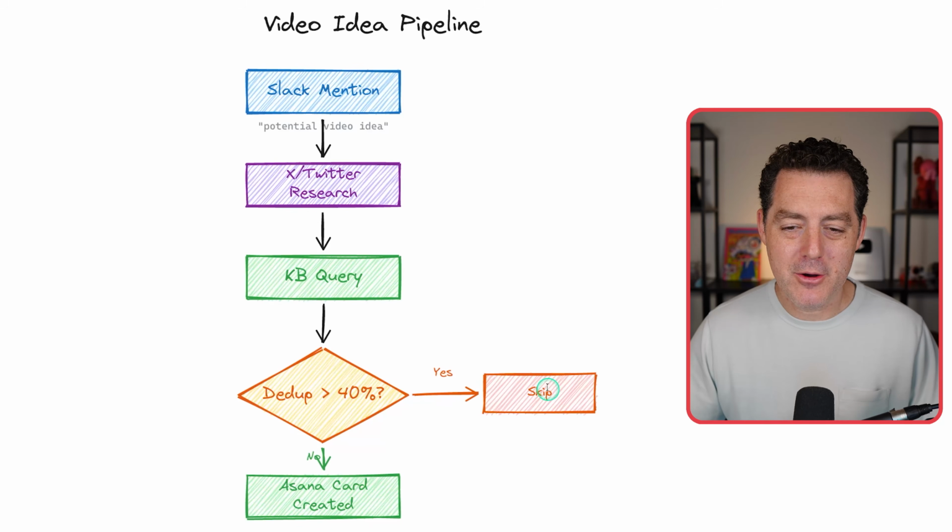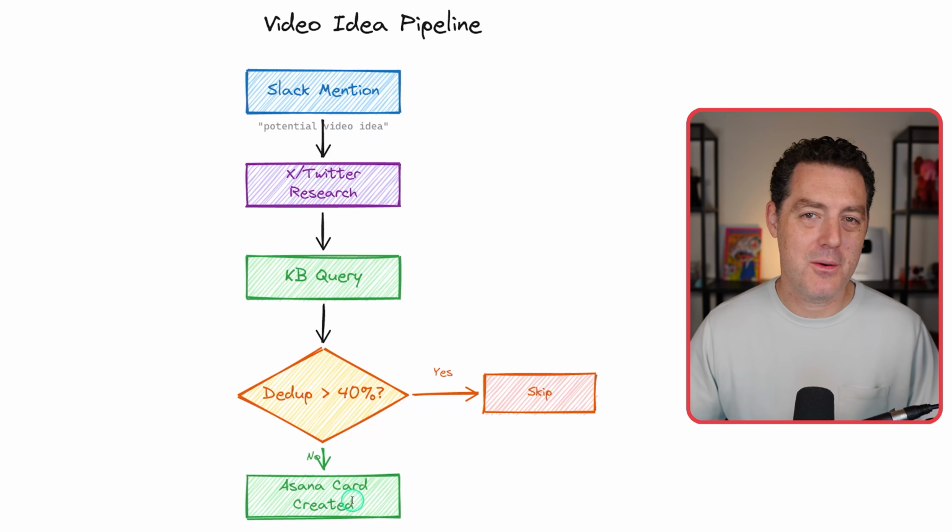Is it something we've already created? If so, it skips it. Otherwise, it creates that Asana card with all that information I have.